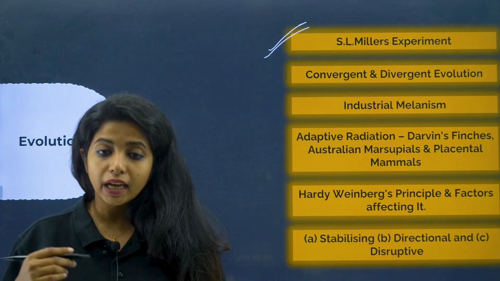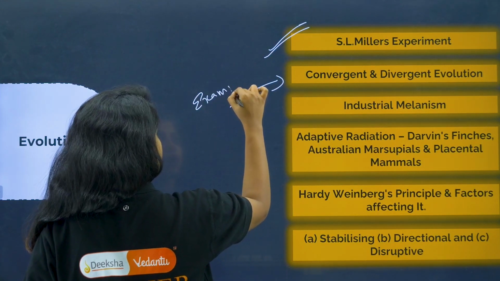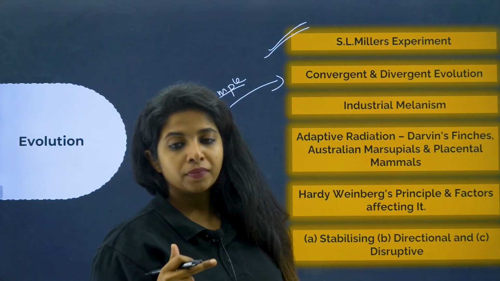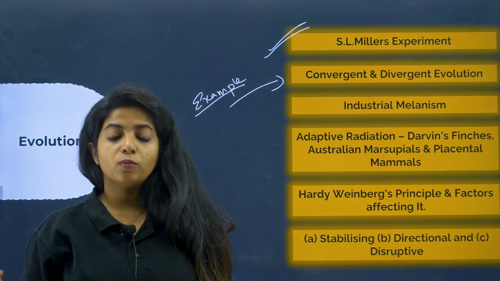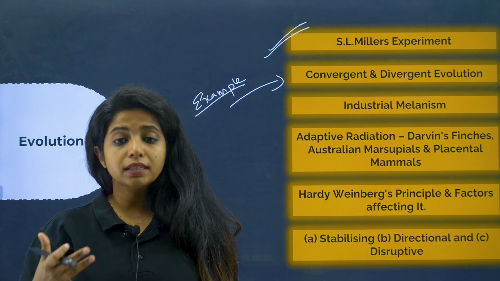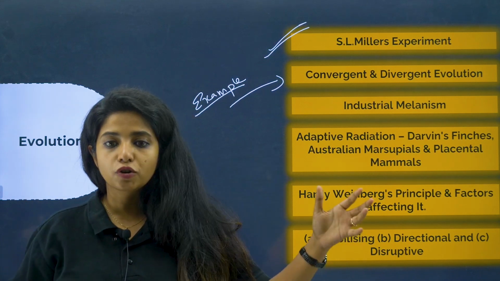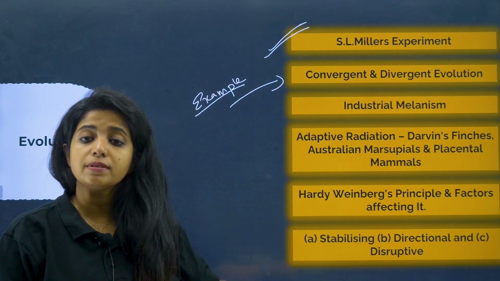Then you have convergent and divergent evolution. They can ask you by giving examples. They will ask, Bougainvillea has thorns and Cucurbita has tendrils. What type of evolution do they show, convergent or divergent? Basically divergent. Both of them had a common ancestor, and from there they diverged because of different habitats. So you should know about each example, because they can ask you with examples.